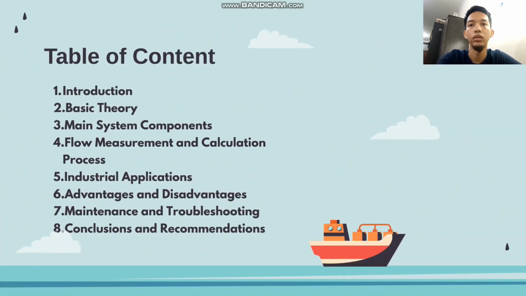Now let me show you the main points I will cover in this presentation. First, I will start with an introduction to the pressure difference flow metering system, and next I will explain the basic theory behind how the system works, and then I will describe the main components of the system. After that, I will talk about how flow is measured and the calculation process. I will also share some examples of how the system is used in industries.